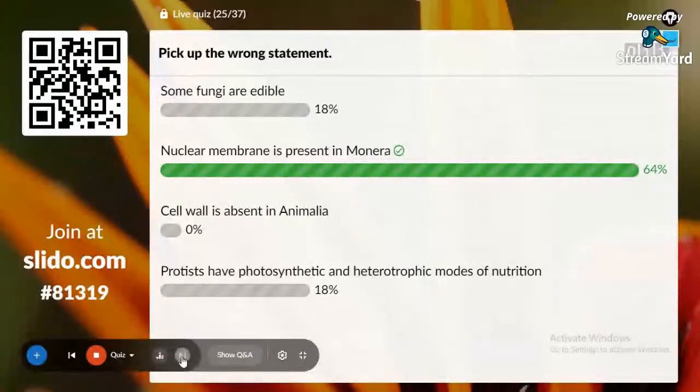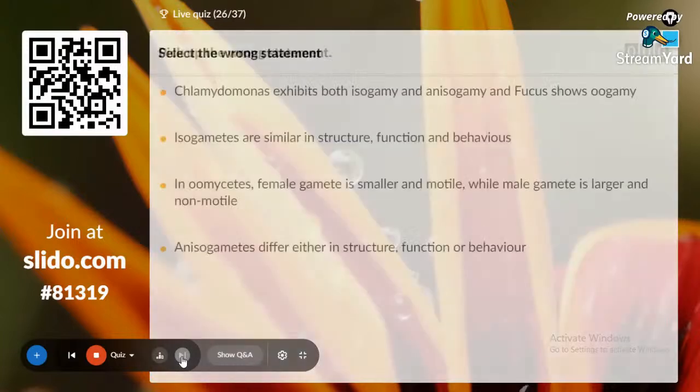65% of you have voted for option number 2. Nuclear membrane is present in Monera. It is absent actually. Why? Because Monera are prokaryotic organisms. 26th question on the screen.